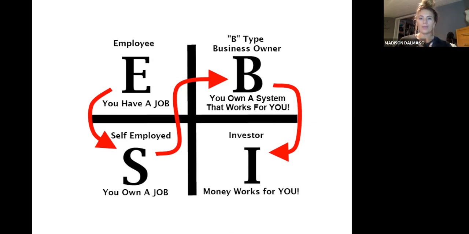Now, the problem with the S quadrant is, although they are self-employed, they're more entrepreneurial, they're making their own hours, and they're taking home their own money. The problem with this is that they're still capped and they're still trading time for money. The reason being is because there's only one of them. There's only one chair that she can have a client sit in. There's only so many hours that she has in a day. There's only so many days in a week, so many weeks in a year, and so many years in her life, right? So she's maxed out, or she's capped out by the time that she has.